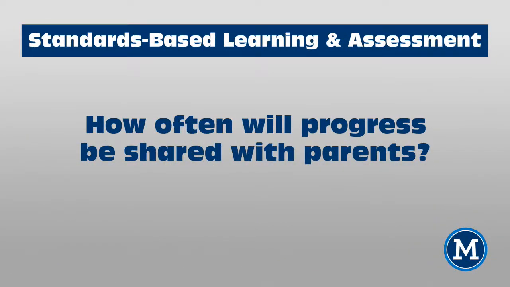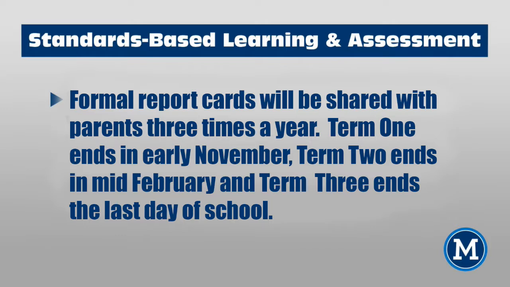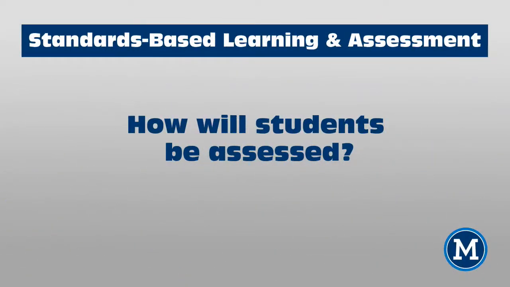How often will progress be shared with parents? Formal report cards will be shared with parents 3 times a year. Term 1 ends in early November, Term 2 ends mid-February, and Term 3 ends the last day of school, and report cards will be shared at the conclusion of each term. However, at any time you can contact your child's teacher and they can talk with you about your child's progress on the standards.